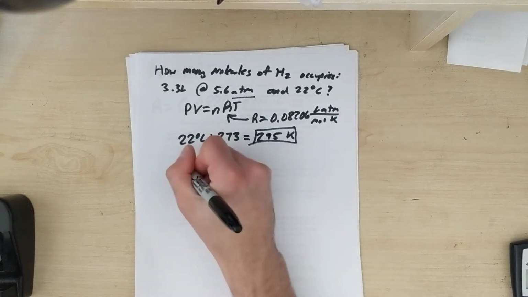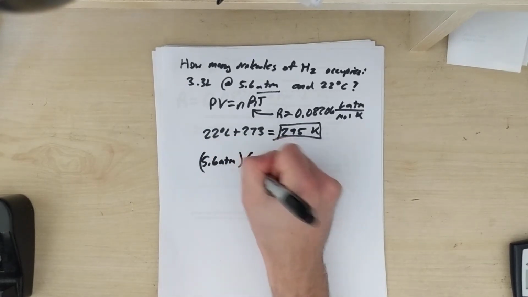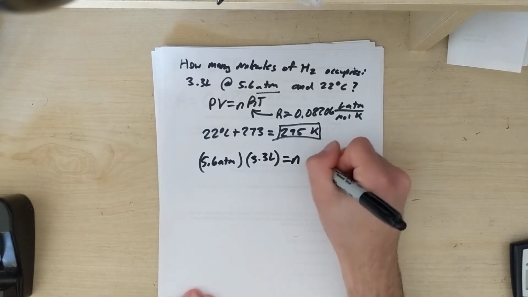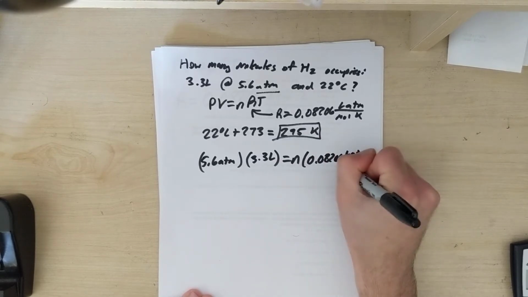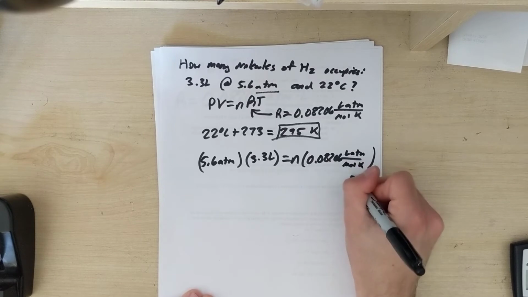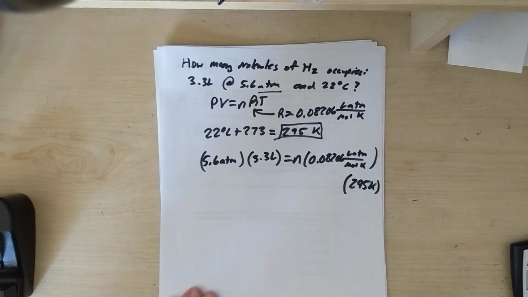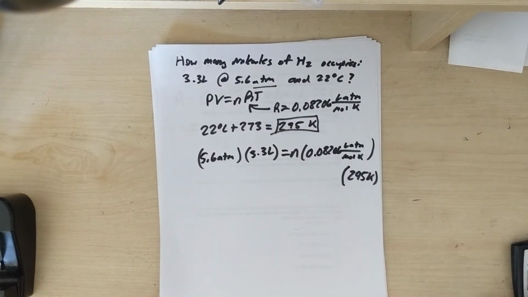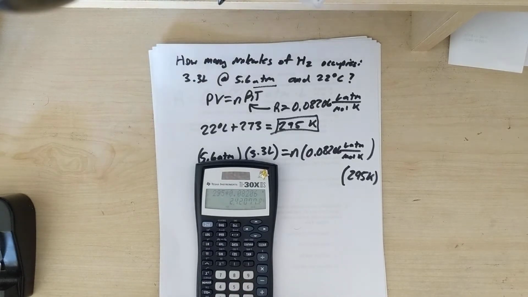So we have our P, which is 5.6 atmospheres. We have our V, that is 3.3 liters. We don't have N, that's what we're solving for. We have R, that's 0.08206 liter atmospheres per mole Kelvin, and T is 295 Kelvin. Okay, so this is all being multiplied together. If we multiply these two together, 295 by 0.08206, we end up with 24.21.